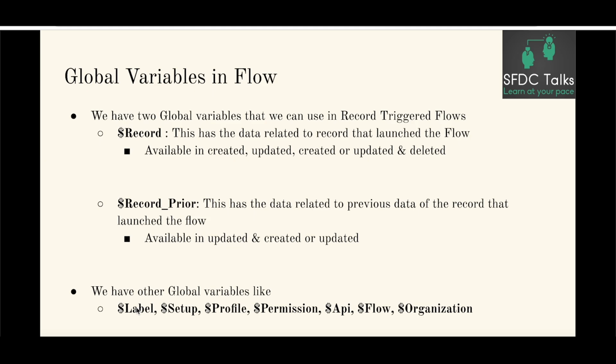Then we have profile. So profile data, if you want, you can get it from the profile. Then we have something called API. Then we have flow. Flow will also have something called current date information. Then organization information is being stored in the organization variable. Now, let us see the example.